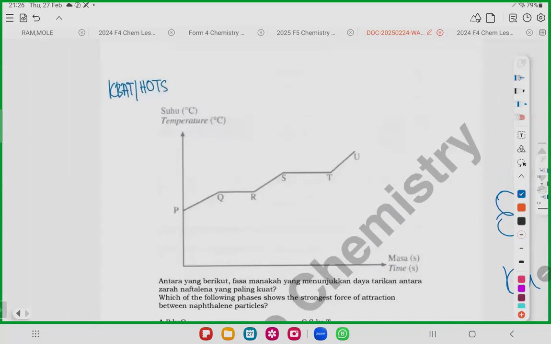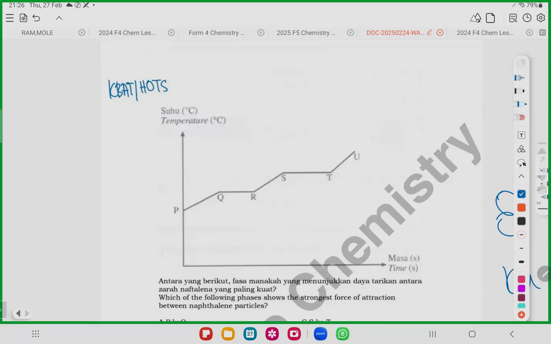So this is a good KBAT, or what we call critical thinking question. So don't be phobic, don't be scared of KBAT questions. Many students, when they first hear about KBAT, will be very scared of it already. No, not really. If you really understand the logic, you don't need to fear the KBAT question actually. Yeah, all right. So now let's have a look.